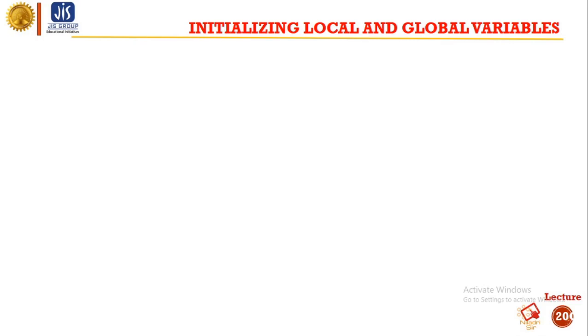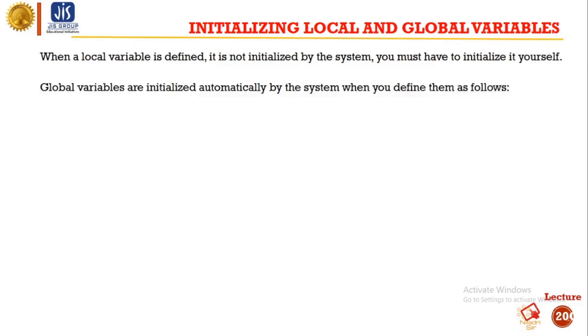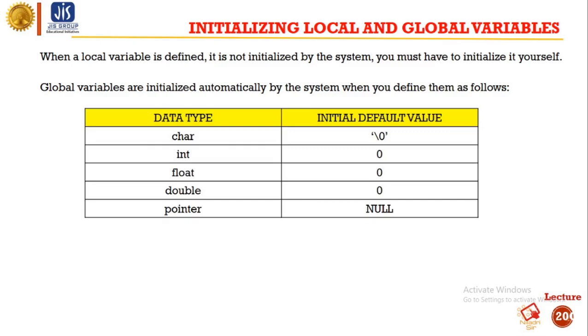Now we'll discuss how to initialize local and global variables. When a local variable is defined, it is not initialized by the system. You have to initialize it by yourself. Global variables are initialized automatically by the system when we define them, as follows. The initial value for char is null, for int it is 0, for float it is 0, for double it is also 0, and for pointer it is null.